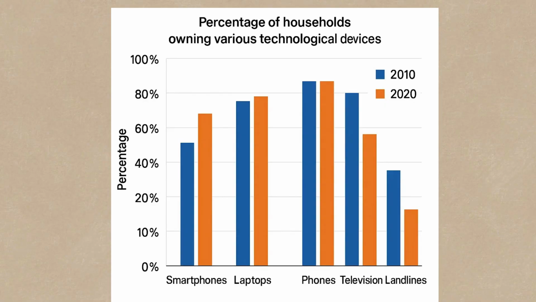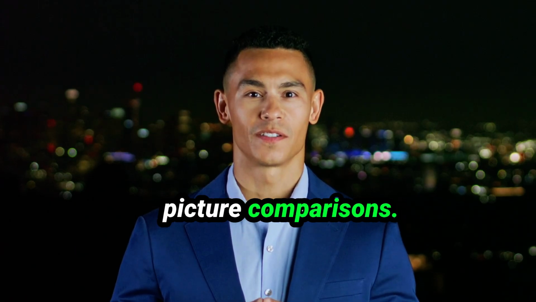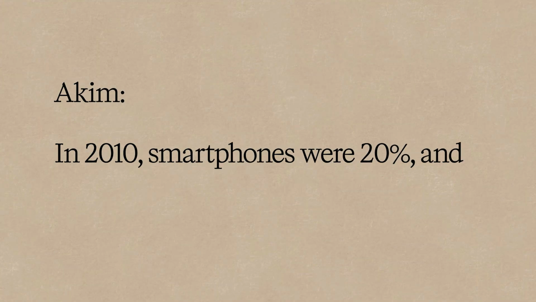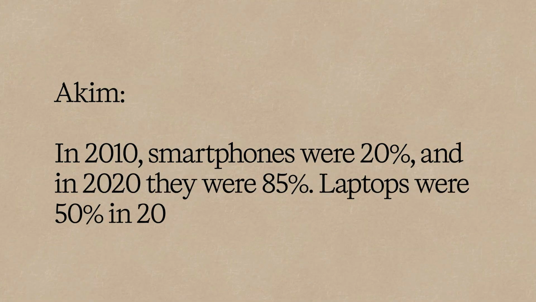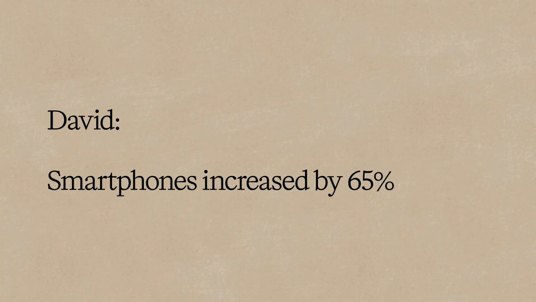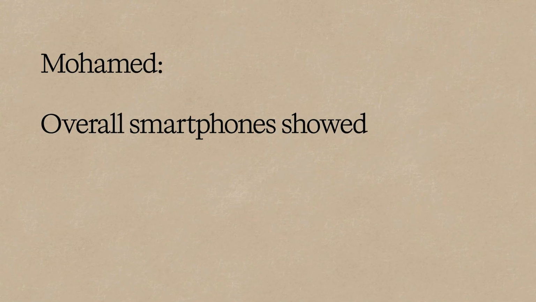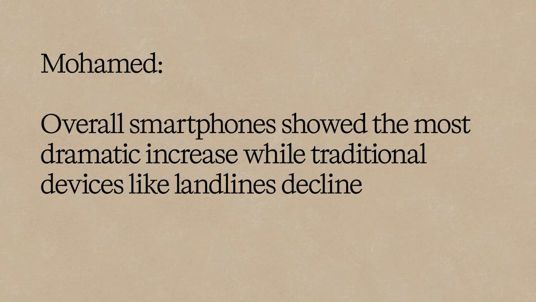Look at this bar chart for 15 seconds and identify the 2 most significant features. Don't worry about specific numbers, just the big picture comparisons. Here's what different students I teach identified. Akim: In 2010, smartphones were 20% and in 2020, they were 85%. Laptops were 50% in 2010 and 75% in 2020. David: Smartphones increased by 65% while laptops increased by 25%. Mohammed: Overall, smartphones showed the most dramatic increase while traditional devices like landlines declined significantly.